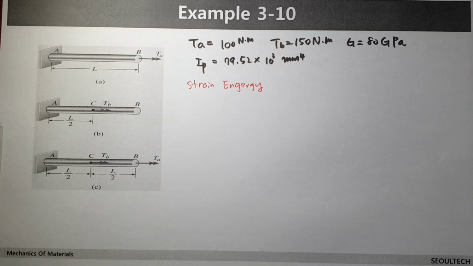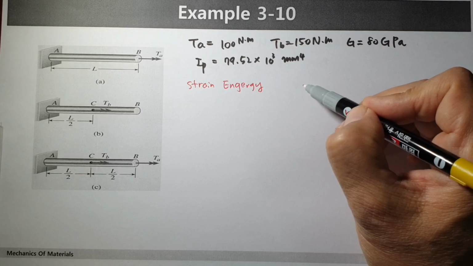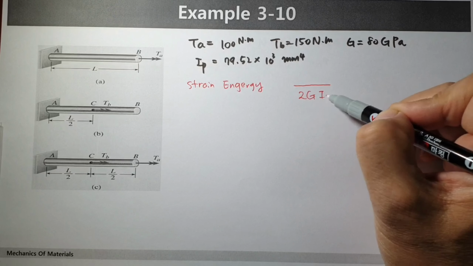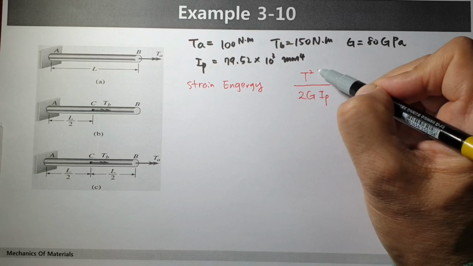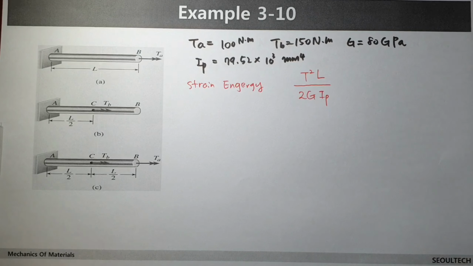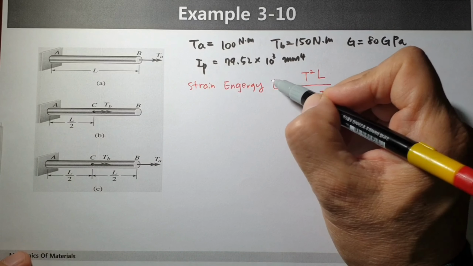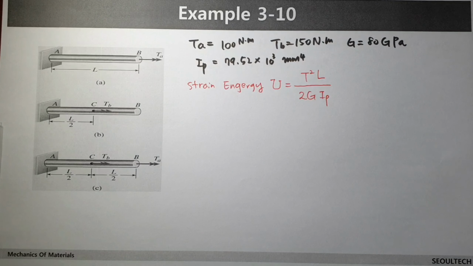Actually, strain energy can be calculated like this. In the case of torsion, U equals T squared L over 2 G IP, where IP is the polar moment of inertia. You can derive it like this.